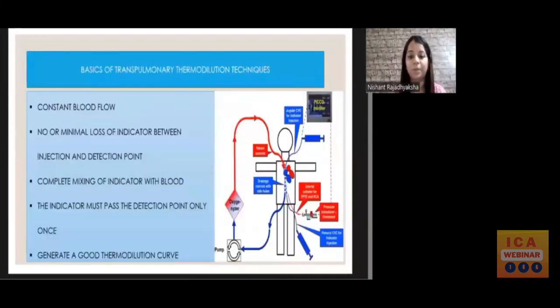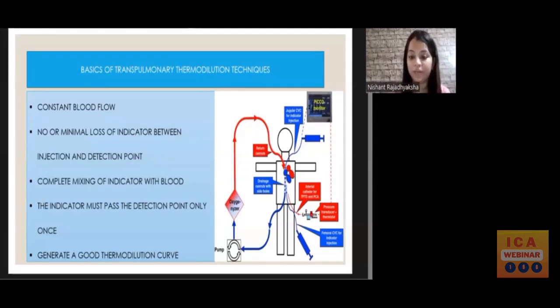The basics of transpulmonary thermodilution is exactly the same as pulmonary thermodilution. We need to have a constant blood flow. There should be no or minimal loss of the indicator between the injection and the detection point. There should be complete mixing of indicator with the blood. The indicator must pass the detection point only once. Now herein comes a small hurdle.